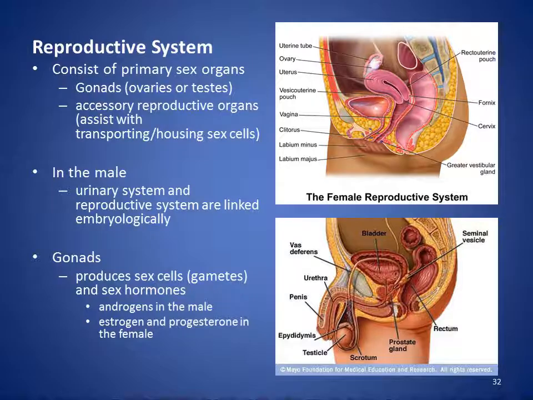The reproductive system consists of primary sex organs. These are known as gonads, or ovaries in the female and testes in the male. There are also accessory reproductive organs that assist with transporting and housing sex cells. In the male, the urinary system and the reproductive system are linked embryologically. Gonads produce the sex cells or gametes as well as sex hormones. These include androgens in males and estrogen and progesterone in females.